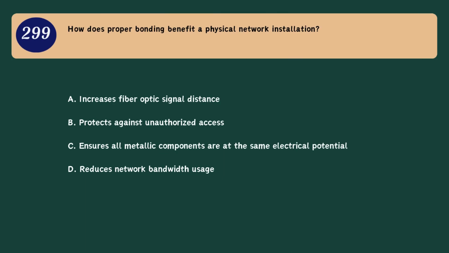Question 299. How does proper bonding benefit a physical network installation? A. Increases fiber optic signal distance. B. Protects against unauthorized access. C. Ensures all metallic components are at the same electrical potential. D. Reduces network bandwidth usage.